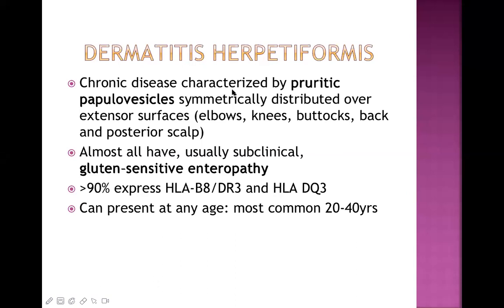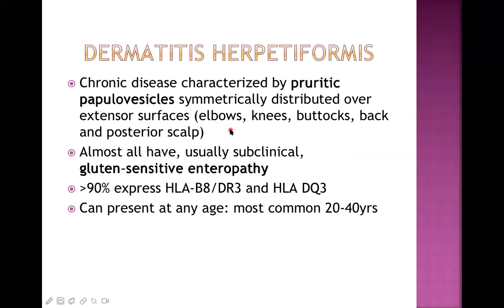This is a chronic disease which is characterized by pruritic papulovesicles symmetrically distributed over the extensor surface of our body. So mainly extensor surfaces are commonly affected. You see there, they are very pruritic, meaning itchy, and they are papulovesicles. Papule means solid nodule which is less than 5 millimeter in size, and vesicle means small blisters which are again less than 5 millimeter in size. So this is the meaning, and they are mainly found on the extensor surface of the body.